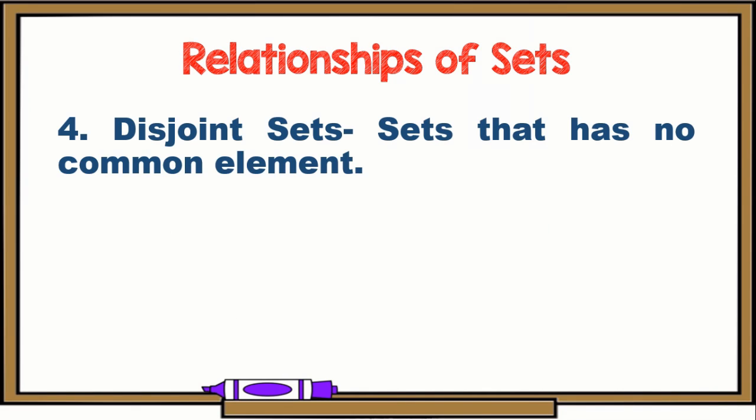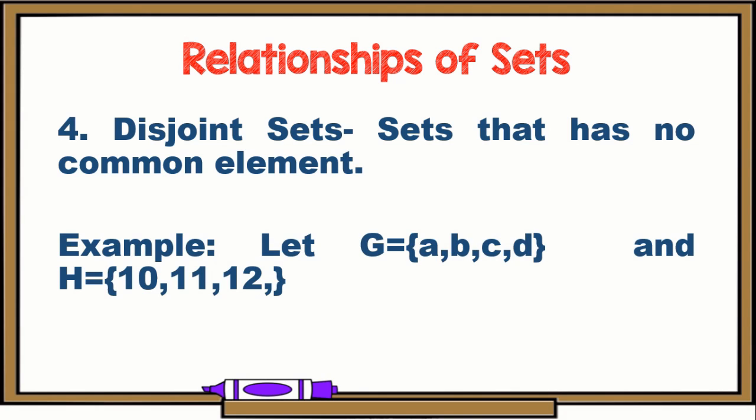For number 4, we have disjoint sets. So these are sets that has no common elements. For example, set G with the elements A, B, C, D, and set H with the elements 10, 11, 12. Meron bang parehas? Okay, wala. Then, this is an example of disjoint sets.